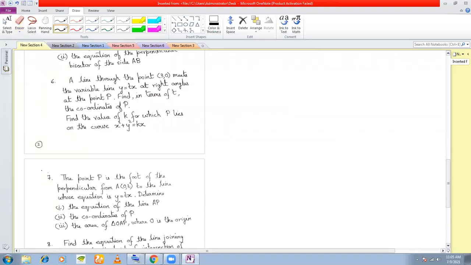The question here is: a line through the point (3, 0) meets the variable line y equal to tx at right angles at P. What do you mean by a variable line? See, y is equal to 2x is a fixed line. If you put t as a variable, then for different values of t, you will get different lines. So the line here is not fixed actually. t is not a constant. So the given variable line is y equal to tx. Call this 1.